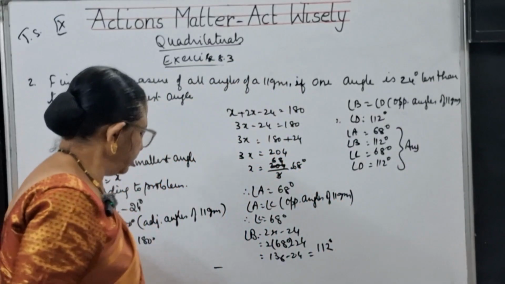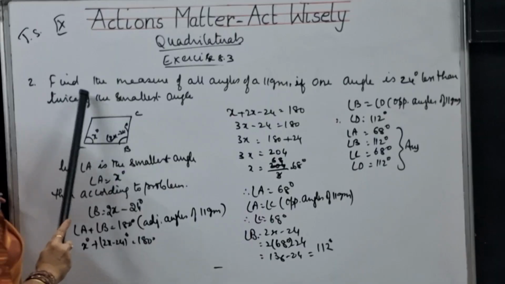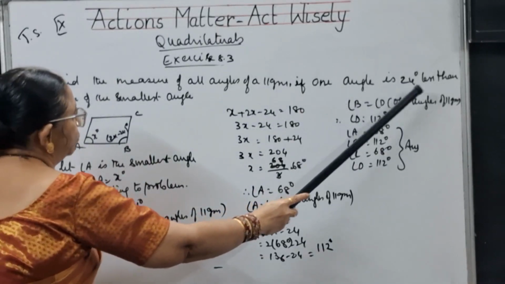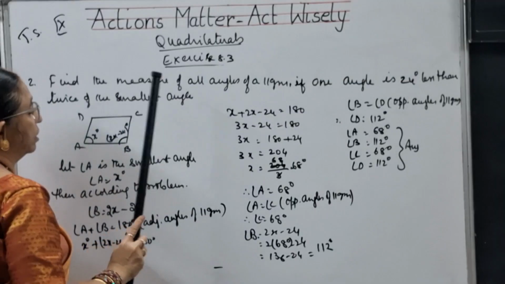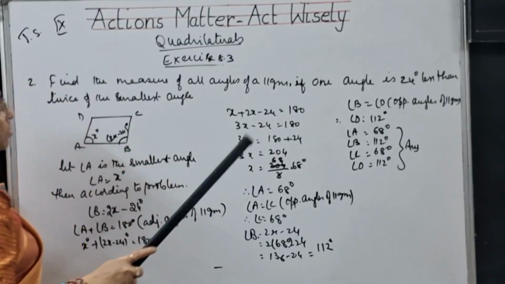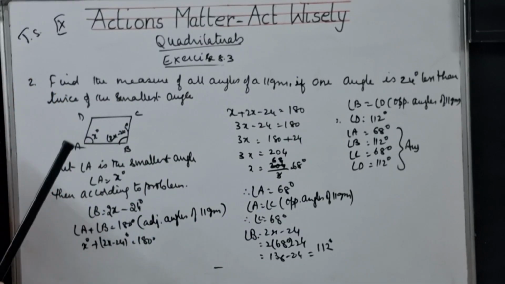So, let me explain once again. What does the problem say? The problem says find the measure of all angles of a parallelogram if one angle is 24 degrees less than twice the smallest angle. This part you should understand very carefully, children. One angle is 24 degrees less, means its value is less than what? Twice of the smallest angle.